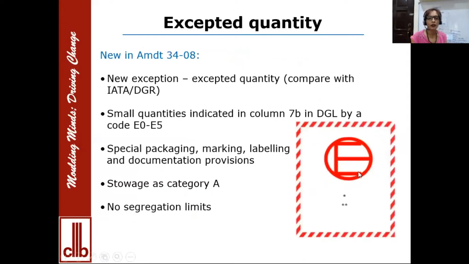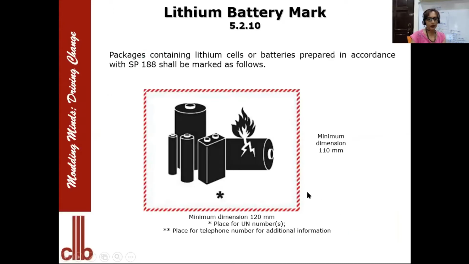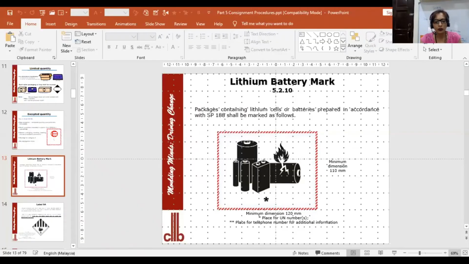And for excepted quantity, as I mentioned to you yesterday, these are pre-printed packages. So they would have the excepted quantity symbol already on them. The only information that is required is the class and the shipper's details here. Now, this is the lithium battery mark. They say the packages containing lithium cells or batteries prepared in accordance with SP188 shall be marked as follows. So they have two. I'm going to open SP188.